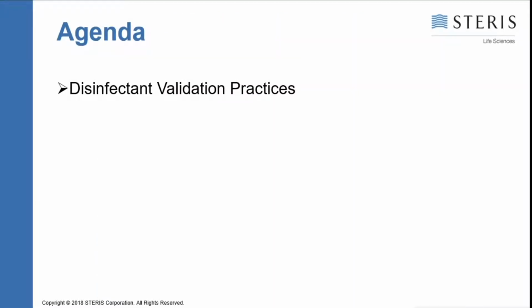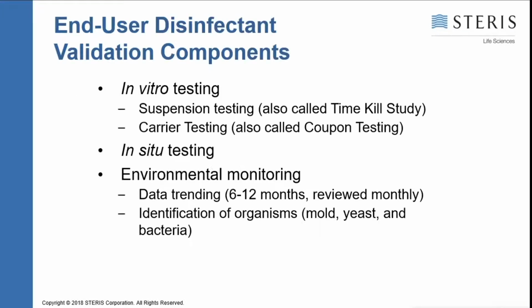So today we're going to be taking a deep dive into disinfectant validation practices in the industry. And the three key elements to that validation are listed here. So one will be the in vitro testing, the suspension studies, which are usually a precursor to the carrier or coupon testing. With the suspension studies, those can give you an idea of what the contact time would be for the testing, as well as whether or not you can kill the microorganism.